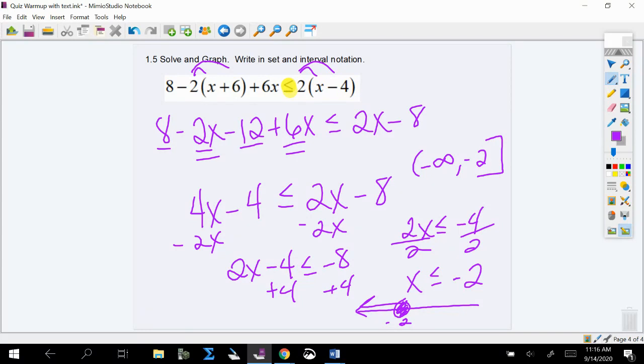So that is everything that we did in the beginning of section 1.5 with our single inequalities. We also got a chance to practice our compound ones with some of the earlier questions, and that really takes you through everything you need to know to be successful on this quiz.